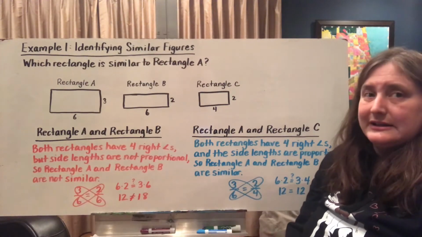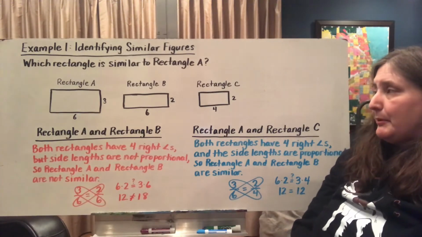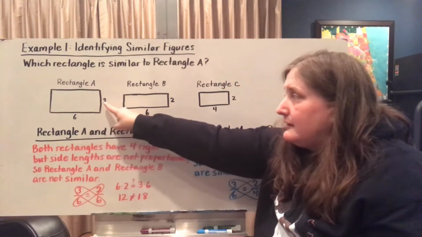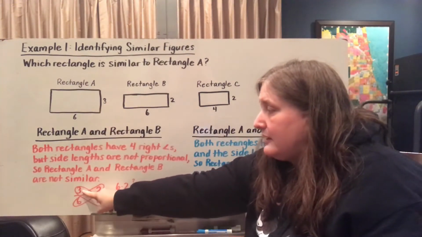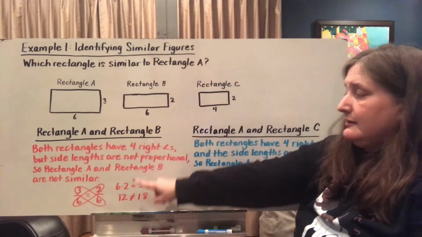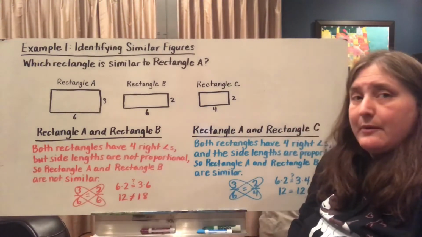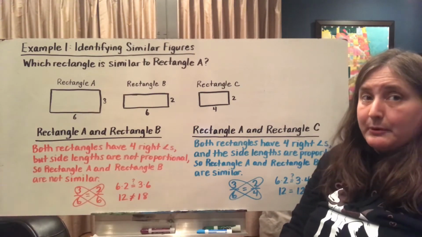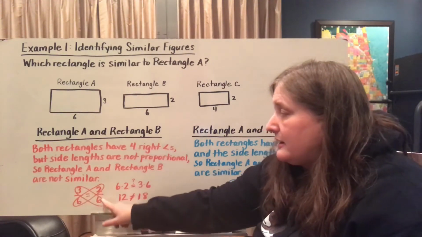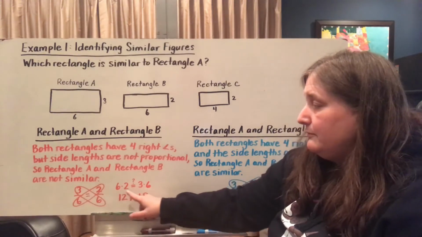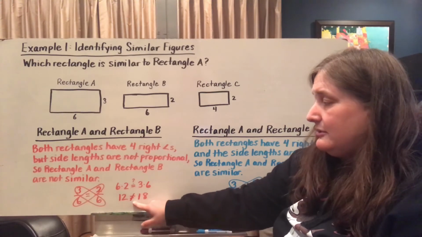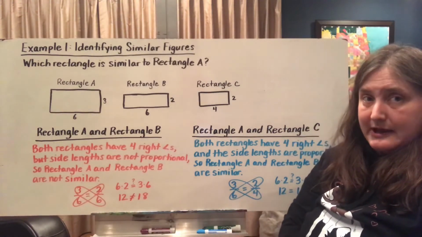Well, how did I know their side lengths weren't proportional? I set up a proportion. The side lengths for rectangle A are 3 and 6, a width of 3, a length of 6. So I said 3 to 6. For rectangle B, the width to length is 2 to 6. So I set up a ratio 2 to 6. I wanted to see if they were equal and if they formed a proportion. So I set them up equal to each other. I did my cross products here, and I had 6 times 2 and 3 times 6. 6 times 2 was 12, 3 times 6 was 18. They're not equal and they are not proportional sides.